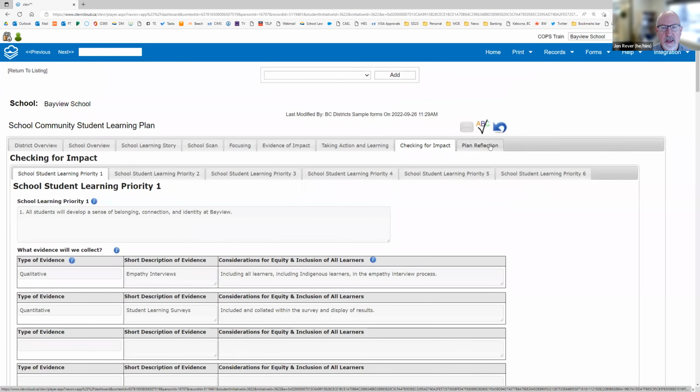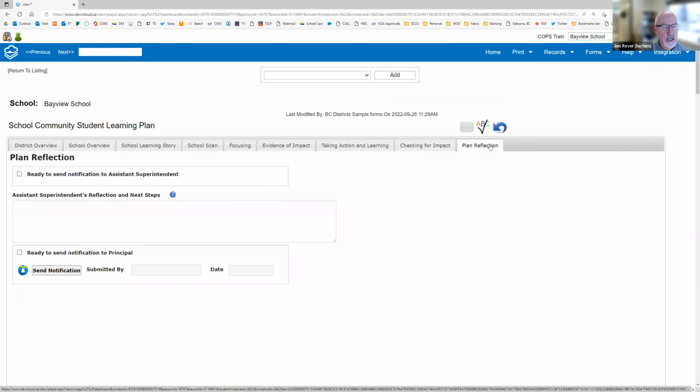Once that's completed, the principal then indicates, hey, we're ready to have a conversation about this. There's a notification that gets sent to the area superintendent. I'm one of those people, and when I get that notification, I schedule a meeting with that principal. We sit down with them and their team, and we go through the plan and we reflect on the work that's been done.